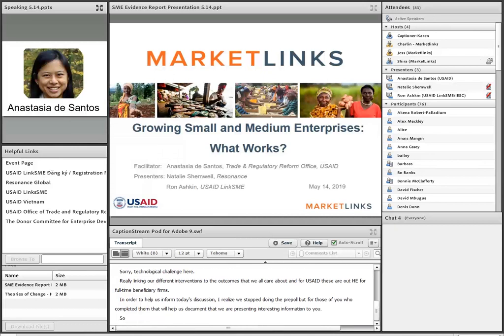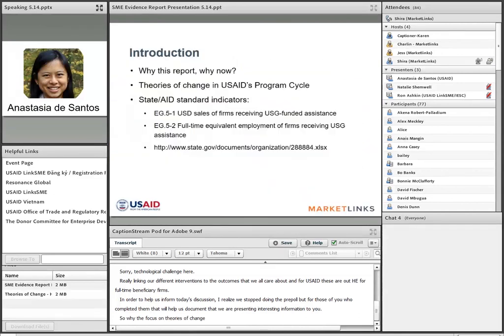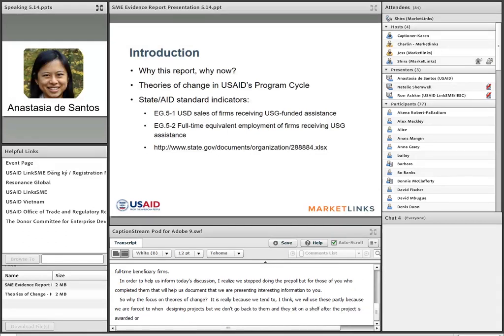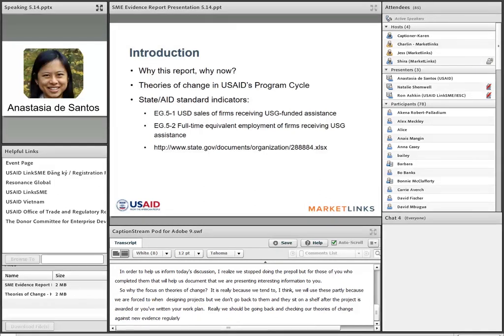So why the focus on theories of change? It's really because we will use these partly because we're forced to when we're designing projects, but we don't always go back to them, and they tend to just sit on a shelf after the project's awarded or you've written your work plan. But really we should be going back and checking our theories of change against new evidence regularly and learning and adapting in real time. So that's why we really wanted to present the evidence this way.